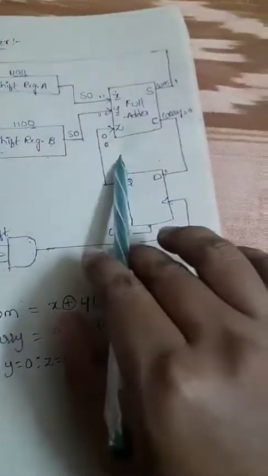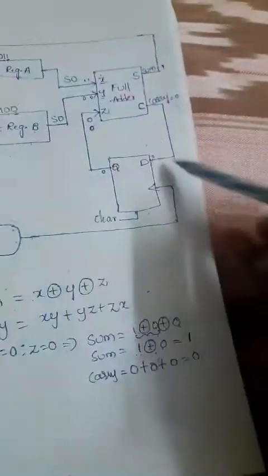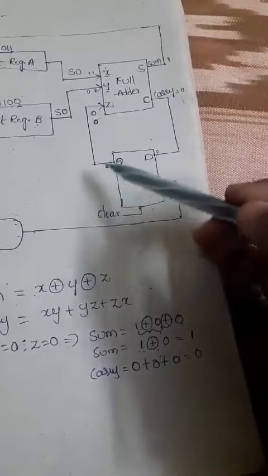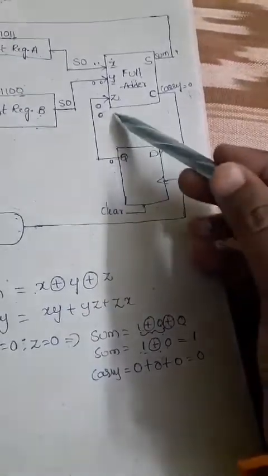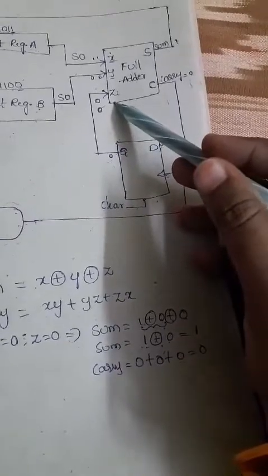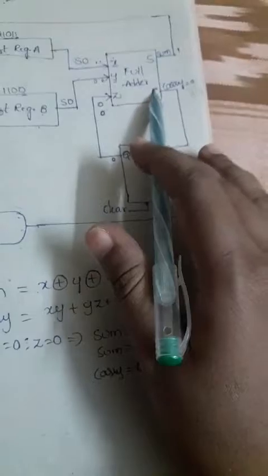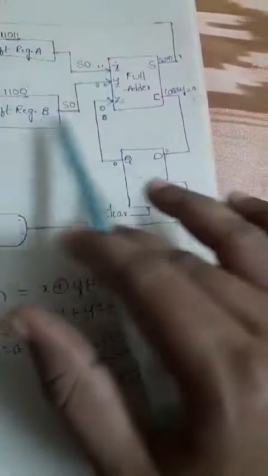Okay, so that means the LSB of B will go to Y. The carry generated in the previous case as an input to the D flip-flop will be given next as the input to Z. Now again the sum and carry will be generated. So the process is repeated until we complete the addition of A and B bits.